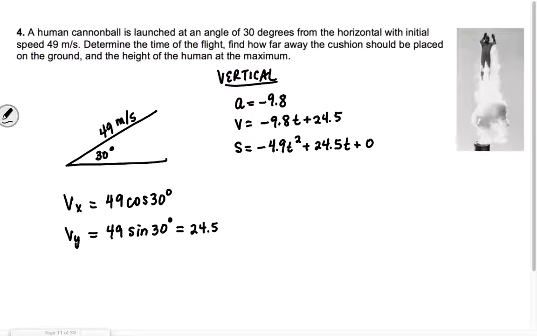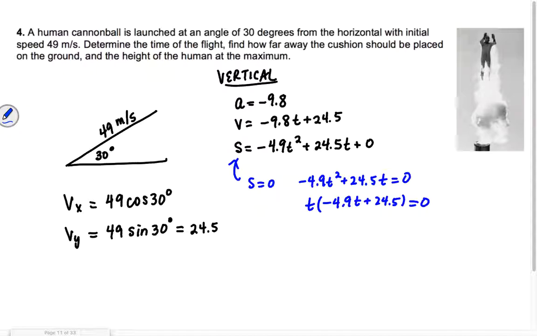So we're trying to figure out when he hits the ground. If we're finding when he hits the ground, we're setting all of this equal to 0. So we have negative 4.9 t squared plus 24.5 t equals 0, and we're going to pull out t so we can solve it. We subtract that 24.5 over, and we divide by negative 4.9. So you get exactly 5. The other solution is 0, which doesn't make any sense. So 5 seconds.